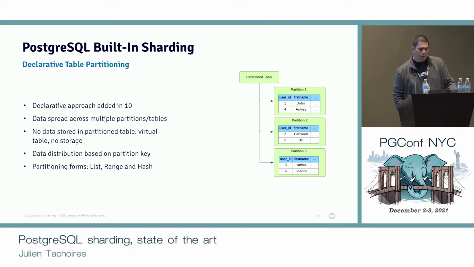But since Postgres version 10, a declarative approach is available and makes things easier and better. With declarative table partitioning, the partitioned table is a kind of virtual table without any storage, meaning that no data can be stored on the partitioned table. Data distribution across the partitions relies on a partitioning key, and Postgres supports 3 different partitioning forms: list partitioning, range partitioning, and hash partitioning.